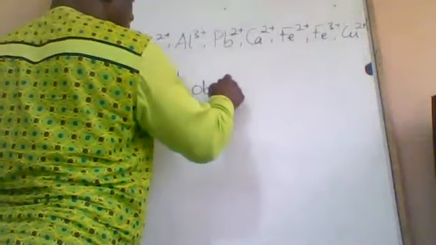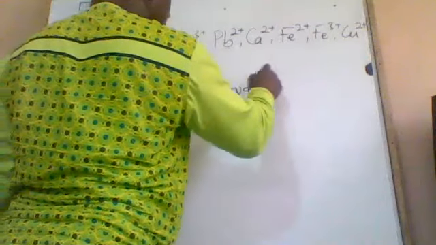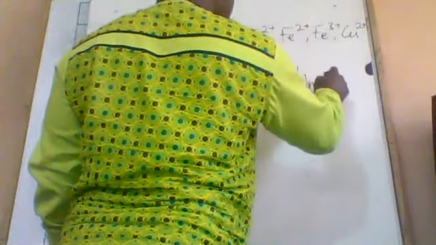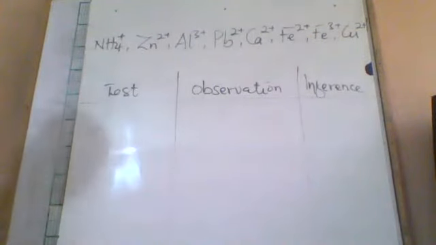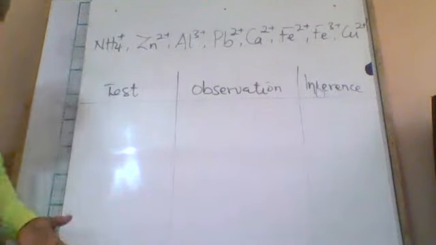So when it comes to the test, we have a test column, observation, and then inference. Inference is more or less the conclusion or the ions you are suspecting to be there.